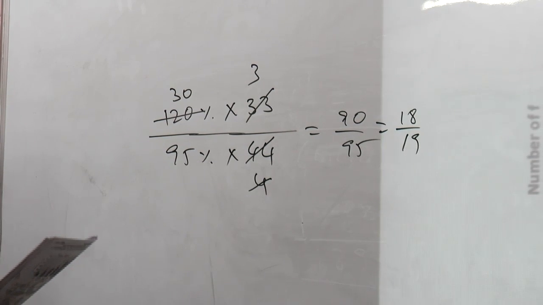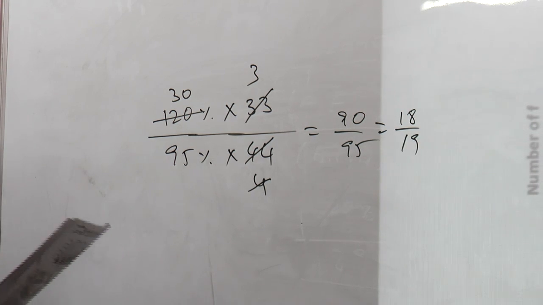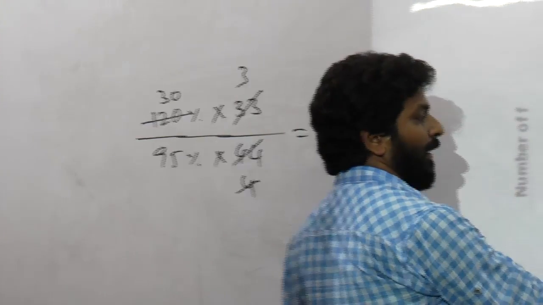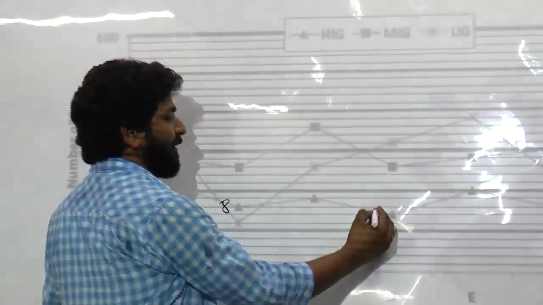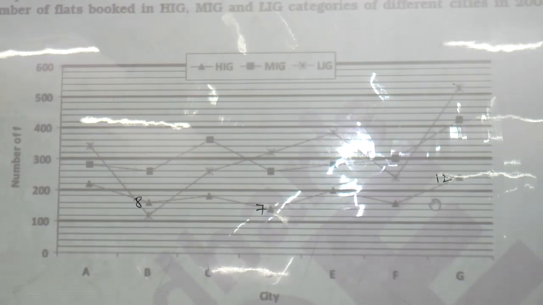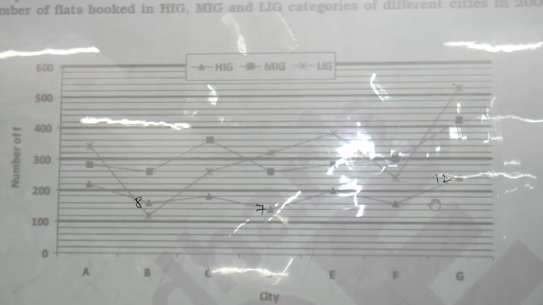Next, out of the HIG flats booked from B, D, G together, B has 8 lines, D 7 lines, G 12 lines. Okay, total how many lines? 27. Out of this, 35% were from IT professionals, and out of the remaining flats, bankers and government officials had booked in the respective ratio 13:14. What was the total number of HIG flats booked by government officials from these 3 cities together?